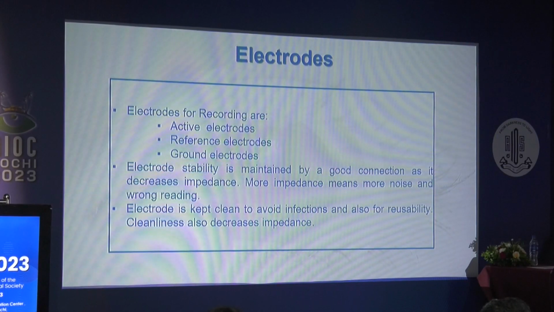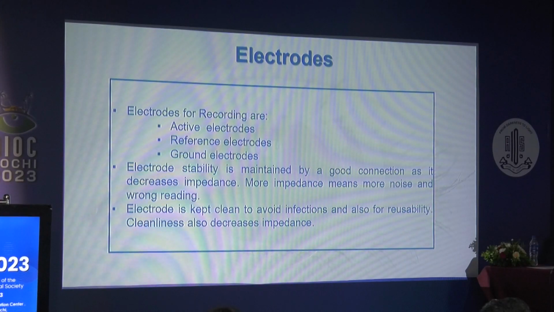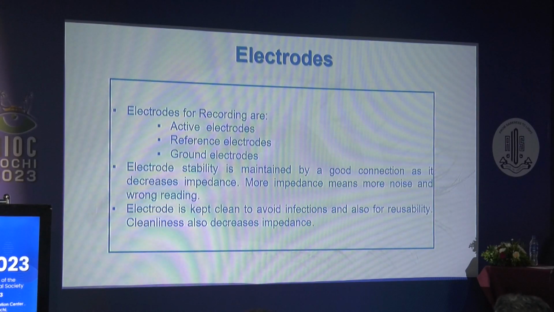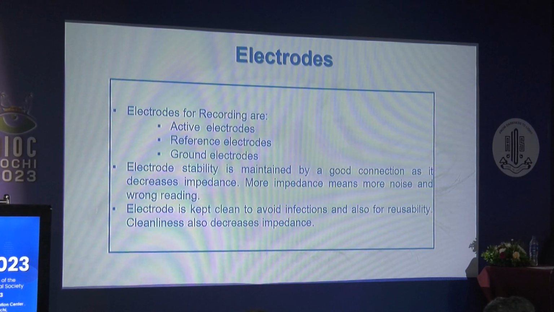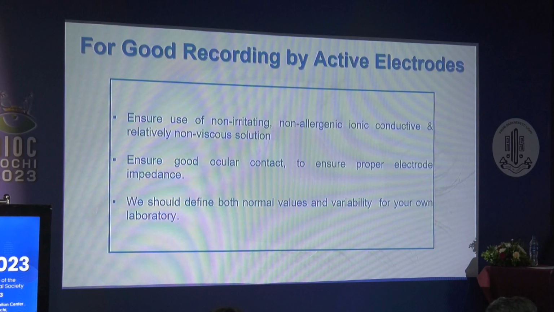Now, for recording, we have three different types of electrode. Those are active electrode, reference electrode, and the ground electrodes. The stability of the electrodes is maintained by a good connection as it decreases the impedance. Remember, more impedance would mean more noise, and that would lead to a wrong reading. Now, electrodes are kept clean to avoid infection and also for their reusability. Cleanliness also decreases the impedance.